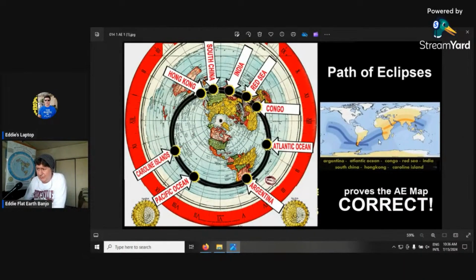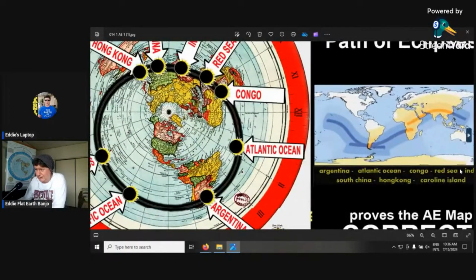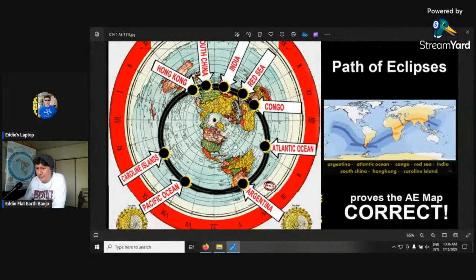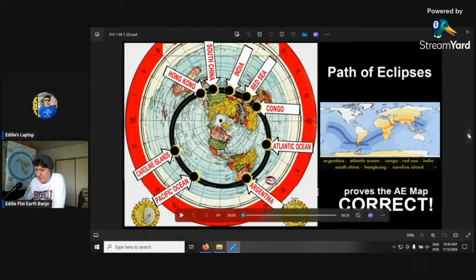Okay, same thing with eclipses. If you plot the path of the eclipses, all these cities, onto the AE map or the Gleason's map, it makes way more sense, right? So that's another reason why we cannot expect any 24-hour sun in Antarctica, because nothing goes below here and wraps around Antarctica, as we're going to see.